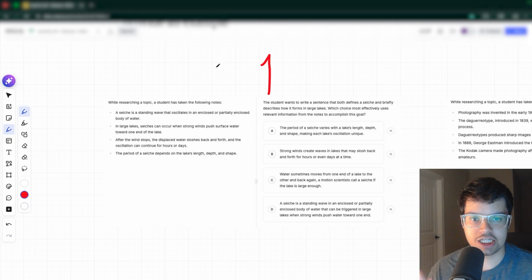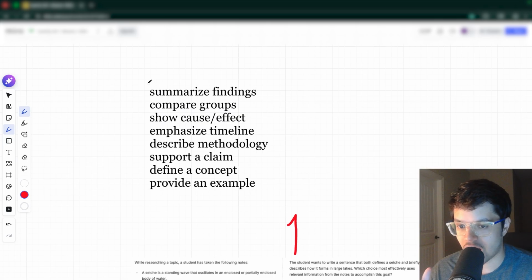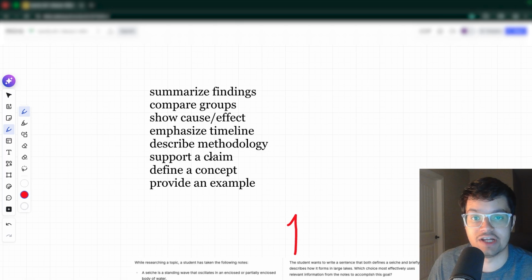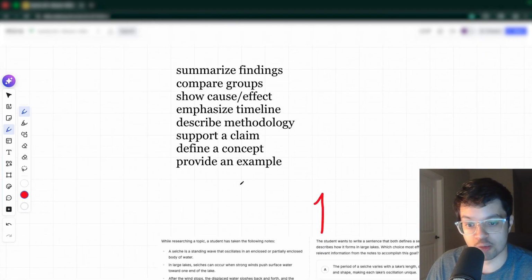Now for student notes questions, these questions can be asking for a bunch of different things. Here are some of the things that I commonly see in different student notes questions as for what they're asking for. So it could be summarizing a research study, comparing two things, showing that one thing causes another, emphasizing when something happens, describing a methodology for a research study. You could support a claim, just provide evidence for some statement, define a concept, kind of like what it's asking for in this one, or provide an example.